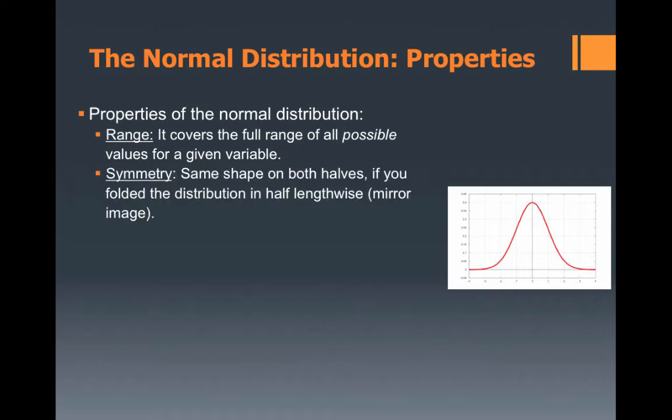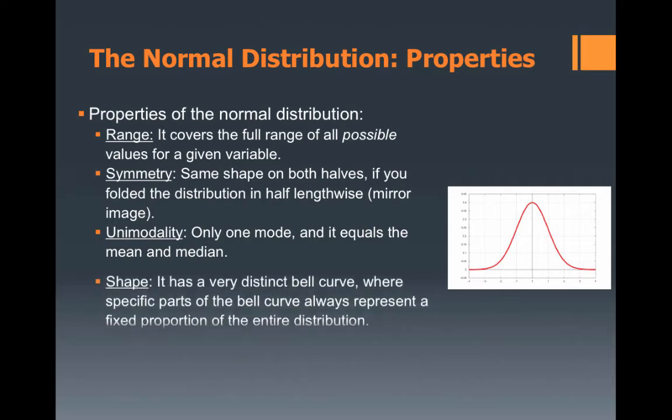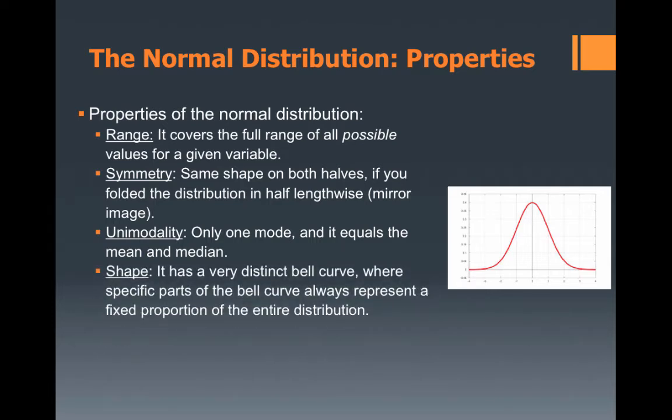Normal distribution curve also has symmetry. So if you look at this curve, if you folded it in half, lengthwise, you'd have a nice mirror image that the curves will overlay on top of each other. And this is going to be a very important property that we'll see later. Unimodality. Really, we only have one mode, and that mode also equals the mean and the median. And the shape is a very distinct bell-shaped curve.